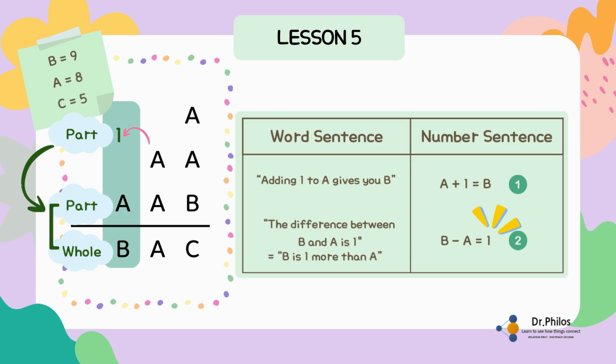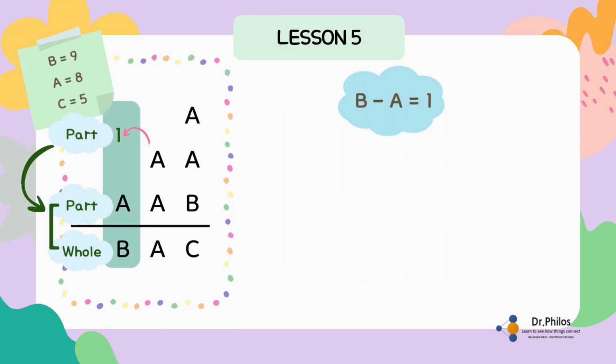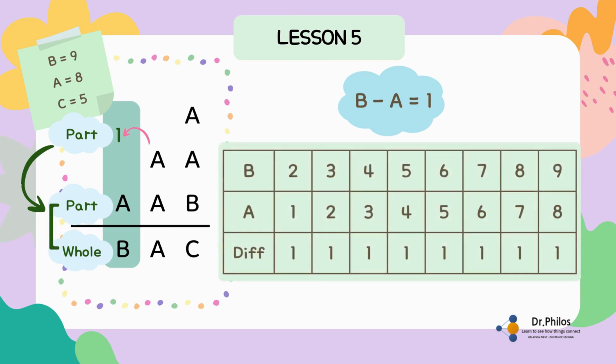If B is 2, A is 1. If B is 3, A is 2. If B is 4, A is 3. And if B is 9, A is 8. Let's organize it into a table. There are 2 letters, B and A.